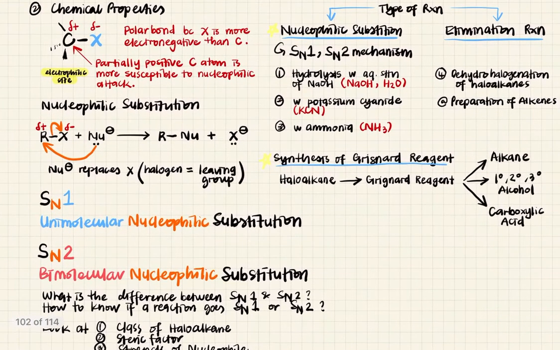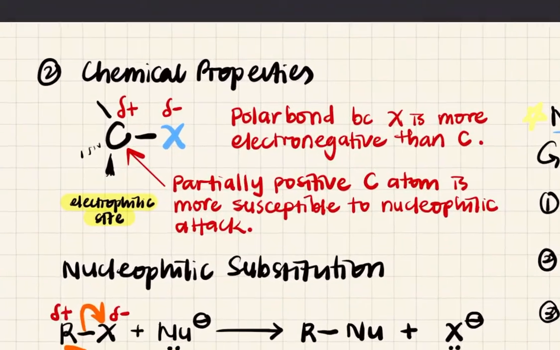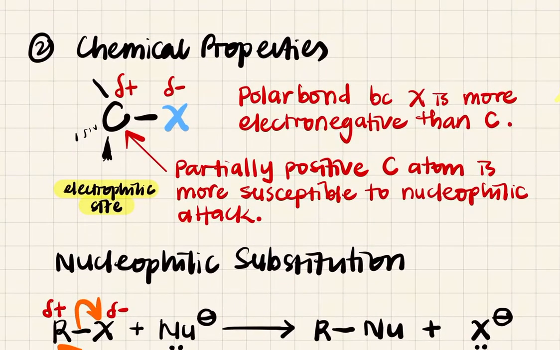Okay, so the chemical properties of haloalkanes. First of all, we are going to look here. Our haloalkane has a polar bond. Why? Because X is more electronegative than carbon. So therefore kita akan ada this delta minus dengan delta plus sign. Maksudnya electronegativity lebih besar, lebih tinggi dekat X. Okay, so dia hold lebih banyak elektron.